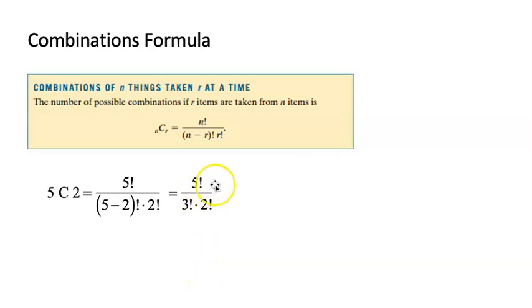5 factorial is 5 times 4 times 3 times 2 times 1. 3 factorial is 3 times 2 times 1. 2 factorial is 2 times 1. You'll notice the 3 2 1s and the 3 2 1s go away. And I get 5 times 4, 20 upstairs, 2 downstairs, and I hope that's obvious that that's 10. So using our formula, we also get our answer of 10.